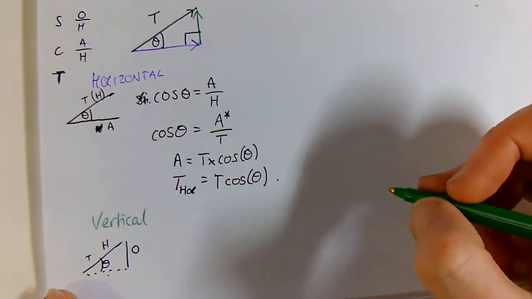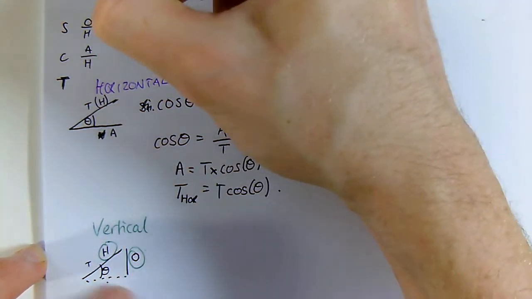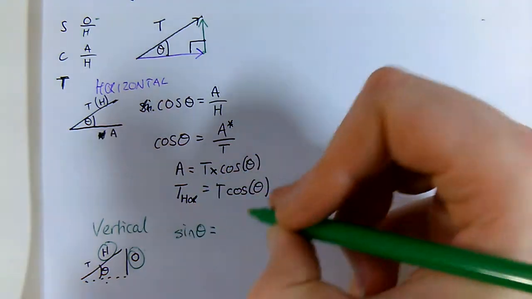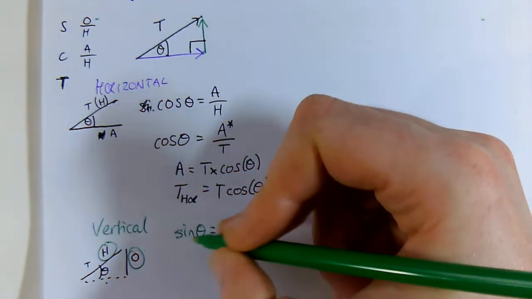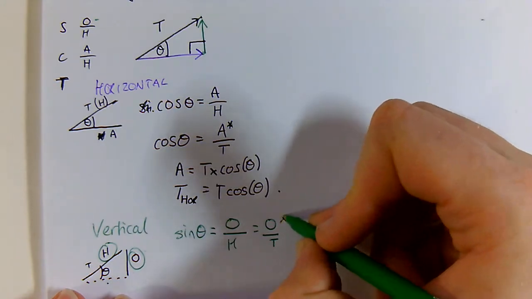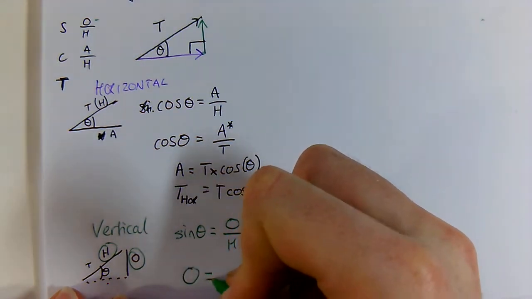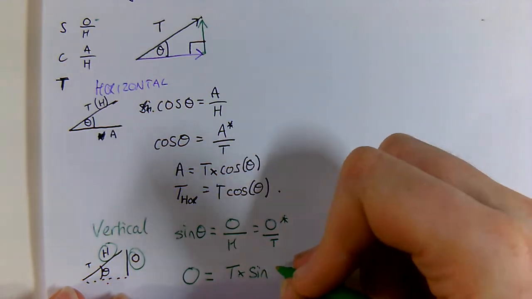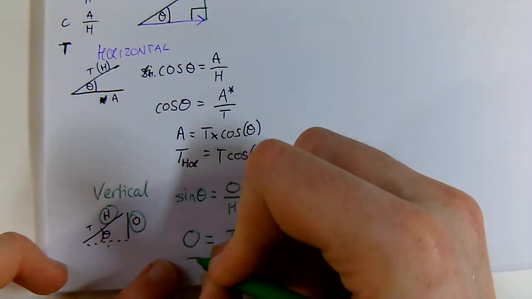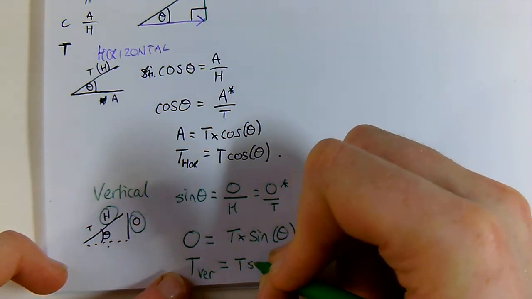So here, our vertical component is going to be using the opposite and the hypotenuse. So the function that uses opposite and hypotenuse here is the sine. So we've got sine of our angle is equal to our opposite divided by our hypotenuse, which in this case is equal to opposite divided by T. We want just the opposite, so we need to rearrange for this. So my opposite is going to be T times sine of our angle. Now, we may also sometimes write this as T_V for vertical, or T_ver is equal to T sine theta.